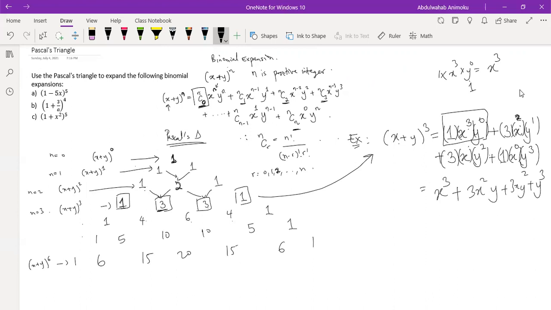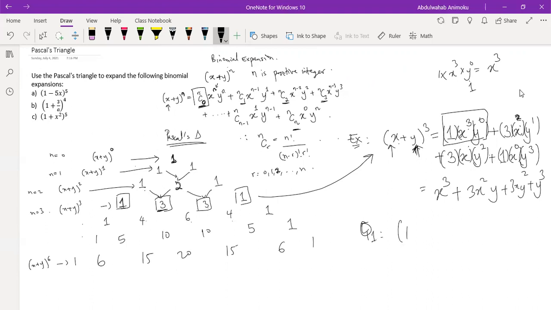Now, when we get to higher powers and when the terms change, it becomes a little bit tricky to do this expansion. All right, so we understand what Pascal's triangle is. Let's use it to solve the problems that we have in the question. So the first one is question 1, okay?